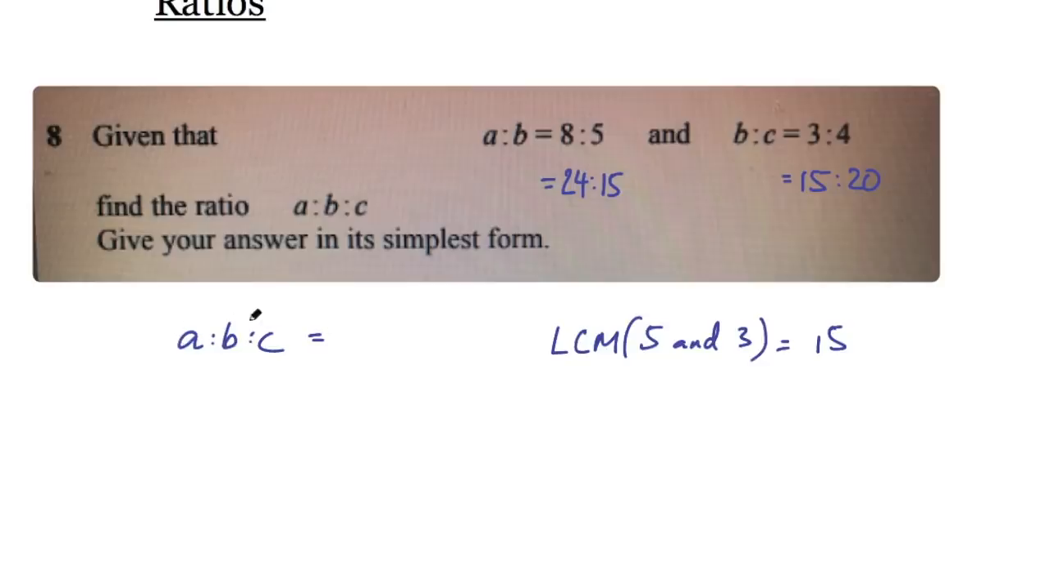So now I can say a to b to c will be 24 to 15 to 20. And then just check if that's in simplest form. So can you divide by anything? Can you divide by 2 or 3? Well, no, you can't. So this is in simplest form, 24 to 15 to 20. So that's one way to approach these types of questions, where they're asking you to combine 2 ratios together. Make sure the numbers relating to the middle number are the same. So you need to multiply each ratio by some number.